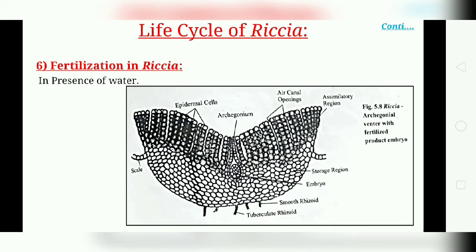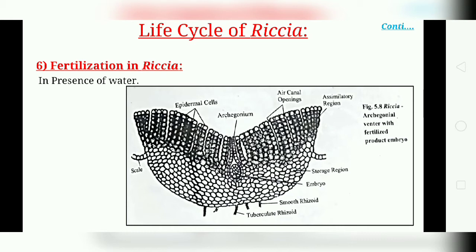The anthrozoids, in a thin film of water, are attracted chemotactically by the mucilaginous substance oozed out by the open neck of the archegonium. The mucilage contains chemical substances. They include soluble protein and organic salts, particularly those of potassium. So the anthrozoids swim and travel through the neck down towards the egg. A single anthrozoid fuses with the egg and forms a zygote.